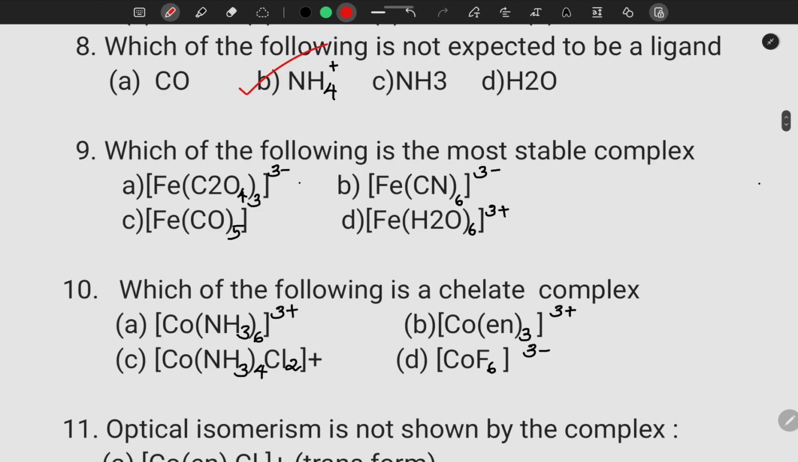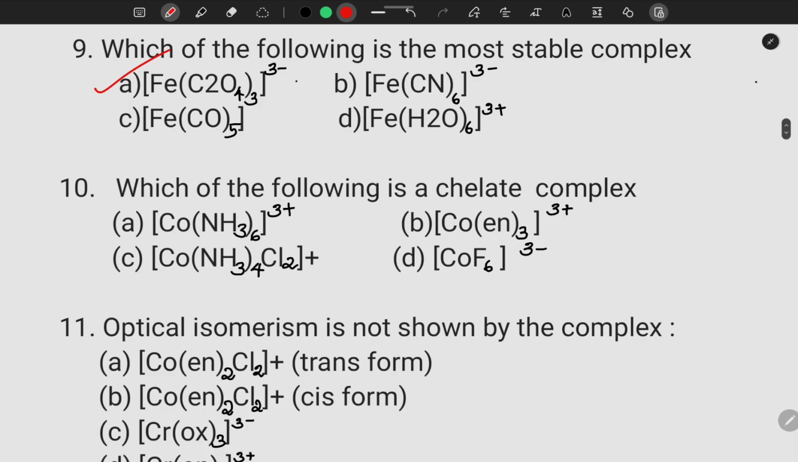Which of the following is the most stable complex? We know that compared to unidentate ligands, didentate or polydentate ligands form stable complexes. Here oxalate is a didentate ligand, whereas CO and NH3 are all unidentate ligands. So trioxalato iron(III) will form the stable complex.